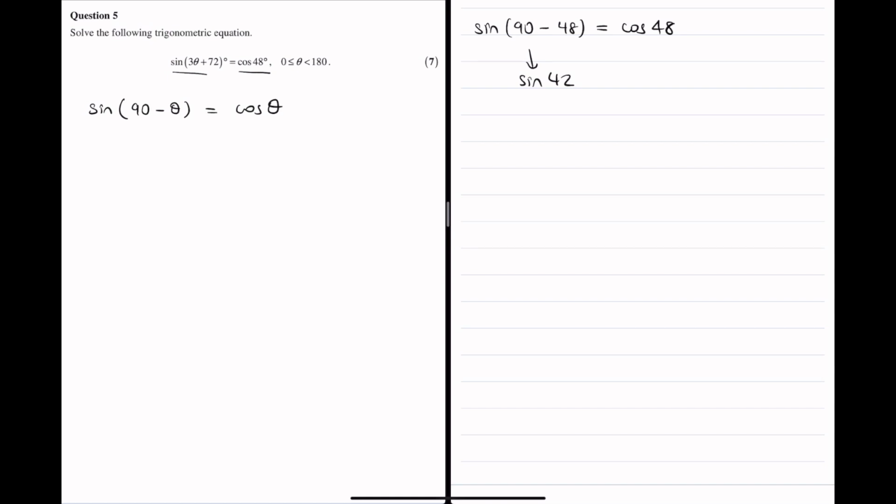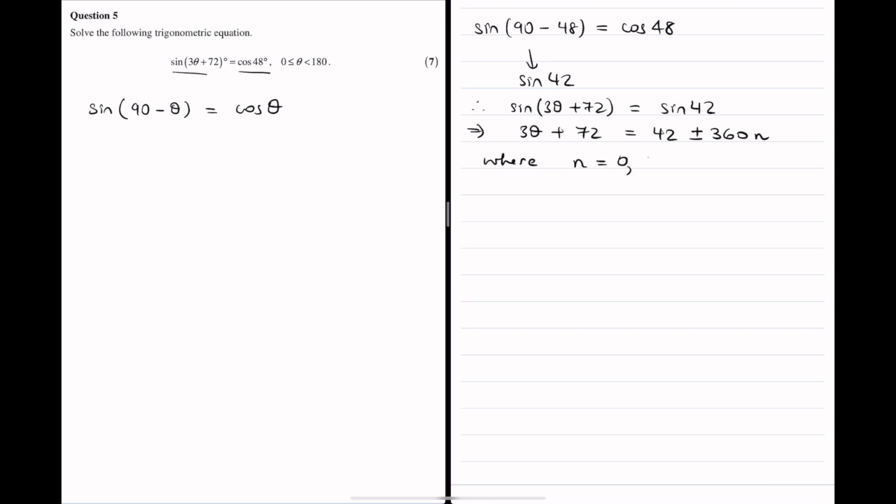And I can now equate this to the sine of 3 theta plus 72 and take sine inverse of both sides, which leaves me with 3 theta plus 72 equals 42 plus or minus 360 degrees n, where n is simply 0, 1, 2, and so on. So that's my main primary value, but I have to think about the CAST diagram as well.